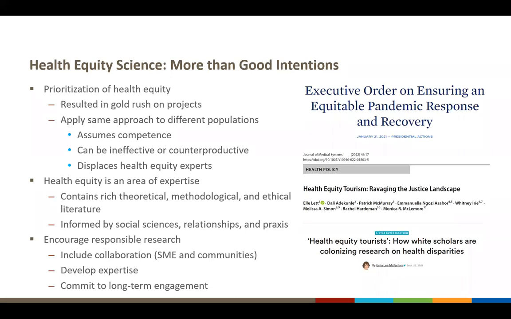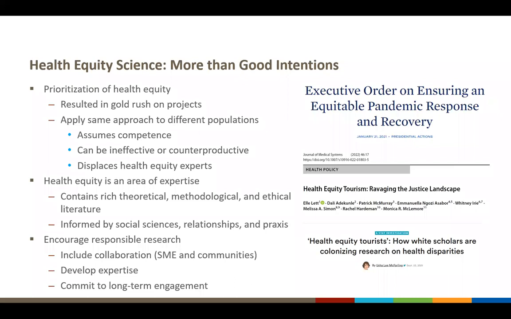At best, these research efforts are ineffective, but they can also be counterproductive and reinforce some of the inequities that they're trying to identify and address. The other potential consequence of this is that it can displace health equity experts or add additional competition for health equity experts for their research proposals. And you can see this has been the treatment of several recent articles that are highlighted on the side of the slide here.